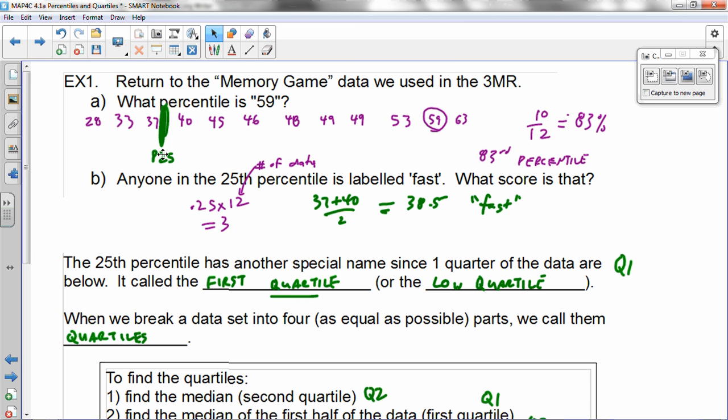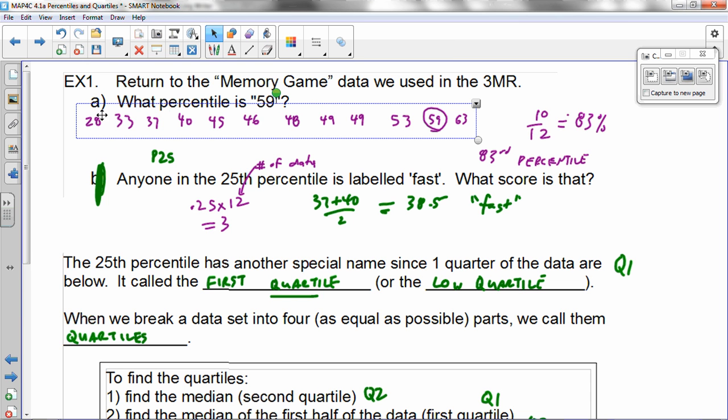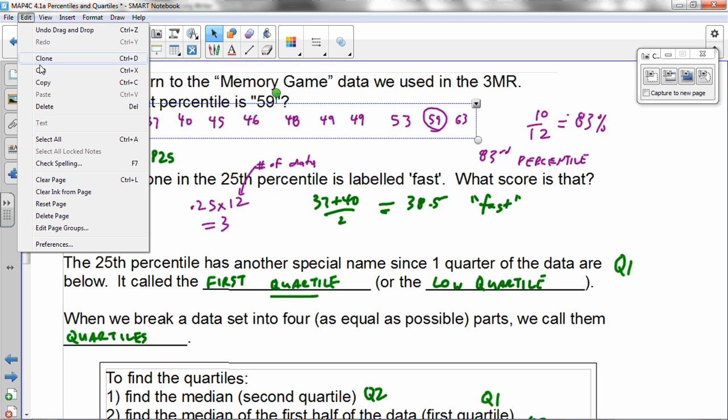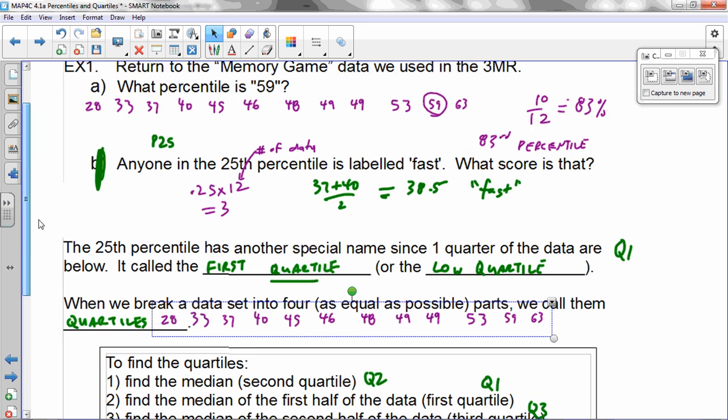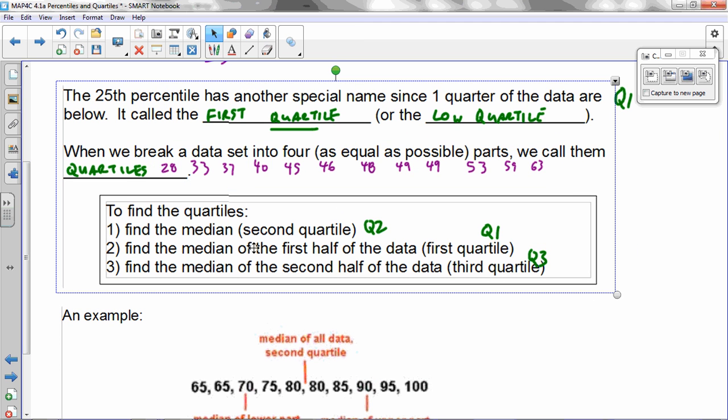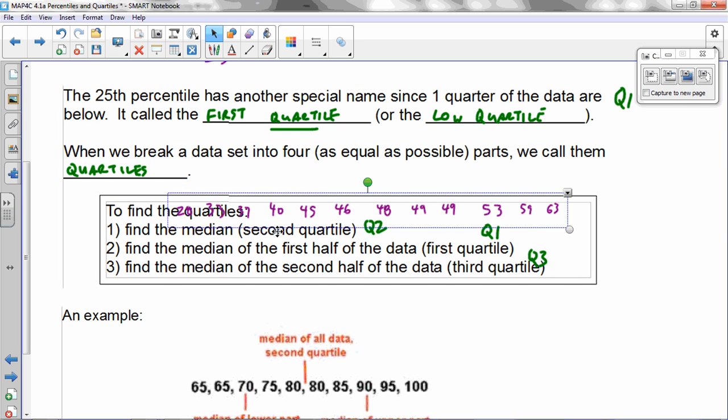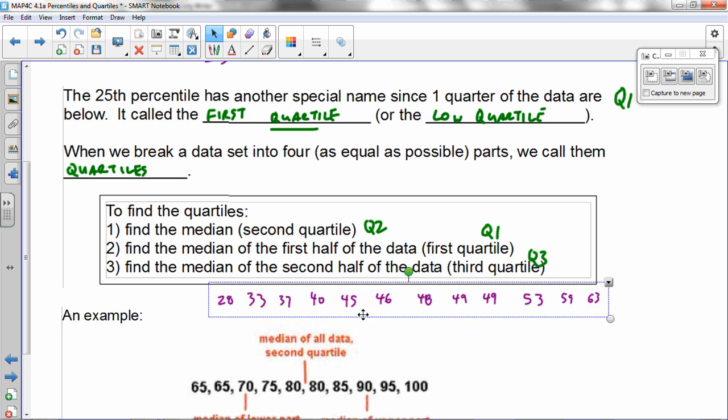I wonder if I can grab my data here. Yes, I can. I should be able to now anyway. I'm going to clone that, bring it down here. Wonder why I could do it this time. Very strange, these computers.